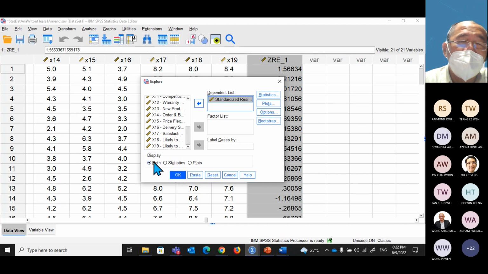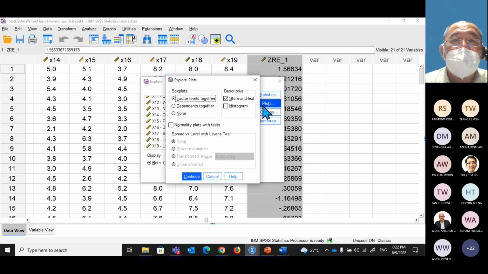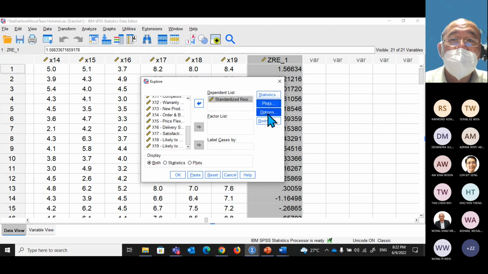First is the plot, and also the statistics. This one, can you see? You test for normality with the test. Therefore, two: the plot and also the test. Options are not too important, no need. Okay, that's it. Click okay. If no problem, it means all can follow. Click okay.